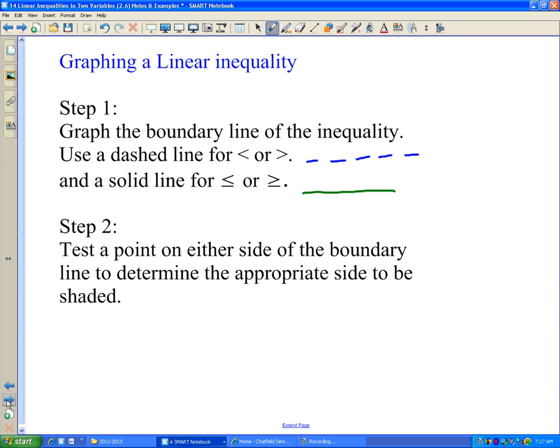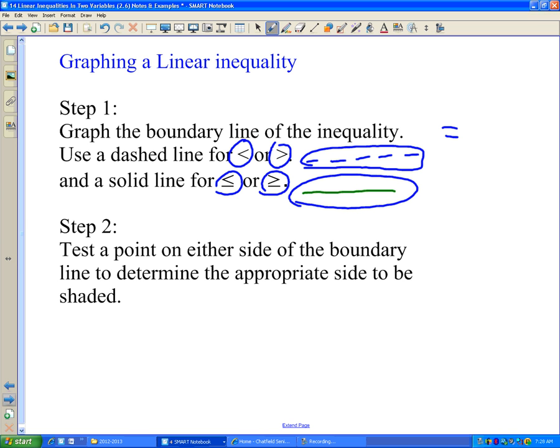Graphing a linear inequality. Step 1. Graph the boundary line of the inequality. Assume that it's equals and solve the equation the way you would normally solve an equation. But when you go to graph that line, if there's no equal sign, if I have just less than or just greater than, I want a dotted line just like this. But if it is less than or equal to, greater than or equal to, I want a solid line just like this.